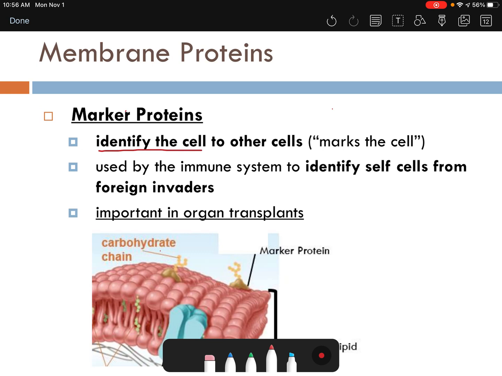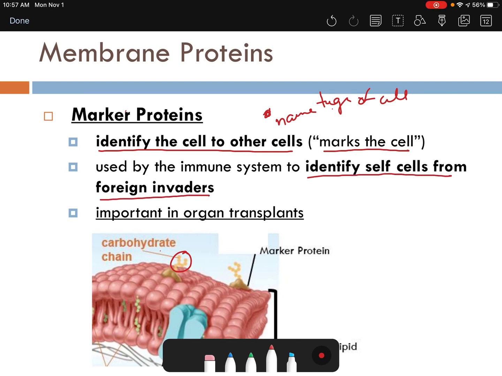They identify the cell to other cells. In other words, it marks the cell. Usually they have a carbohydrate chain on there, and that kind of helps signify what type of protein this is. Sometimes we call them the name tag of the cell. It's kind of like your name tag because it helps identify your own cells from foreign invaders. So your immune system really checks that.